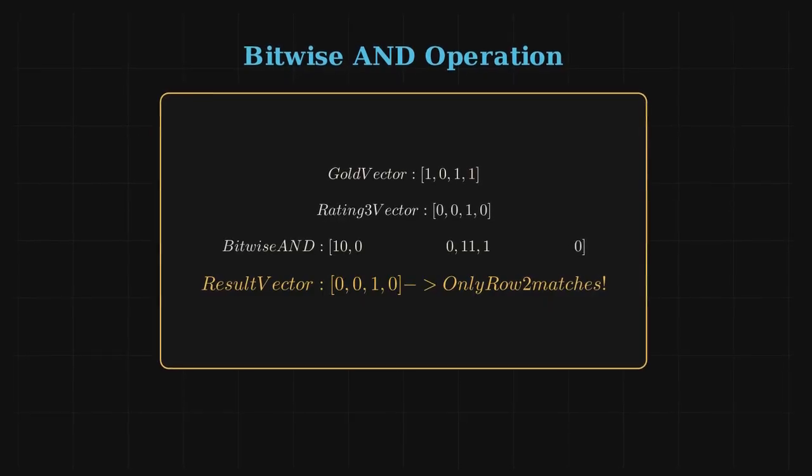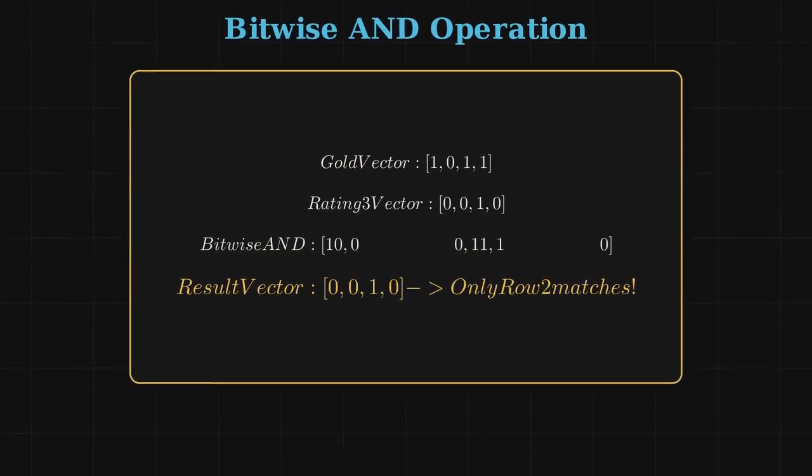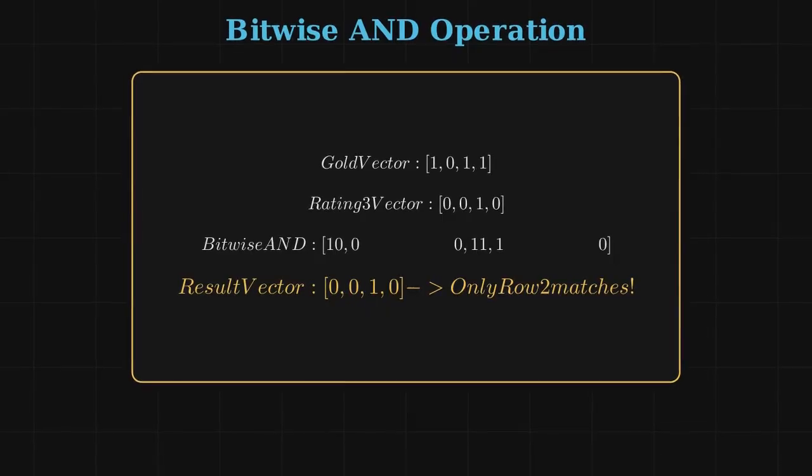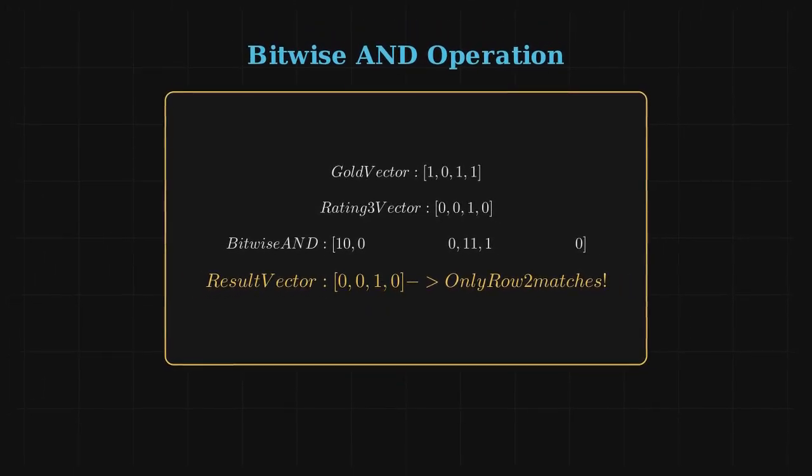To find gold members with high ratings, we perform a hardware-level bitwise AND operation on their vectors. The resulting vector immediately flags matching rows, bypassing expensive table scans.